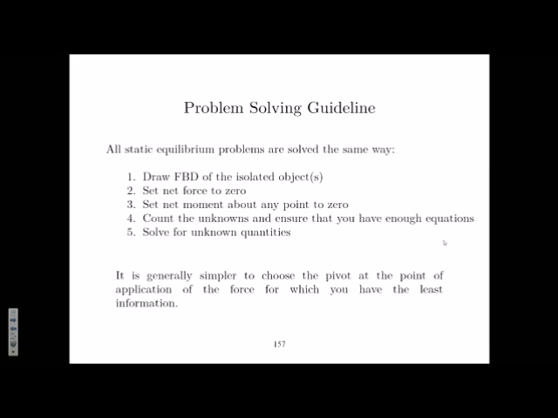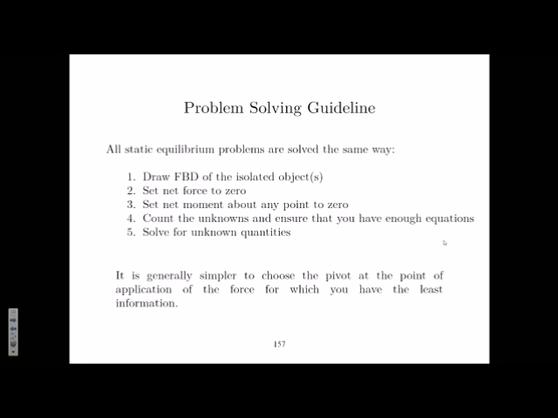If you find that your number of unknowns is 4 and you have only 3 equations, then chances are that maybe you have neglected something or you have accounted for something more than it needs to be. Or that maybe you need to actually do the analysis on 2 parts, not just 1 part, right? Because for each part you can get 3 equations. For 2 parts you can get up to 6 equations. And then finally you have to solve for the unknown quantities, right?